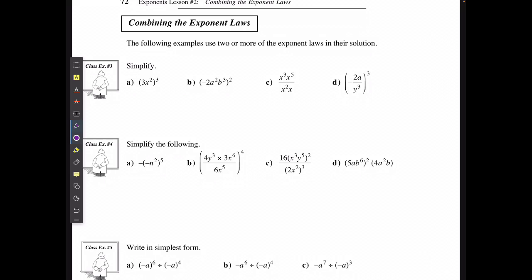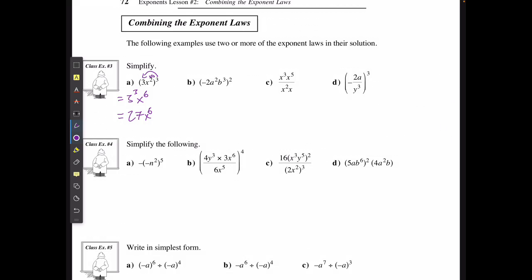For example 3, we're just adding the power of a power rules. So if I have 3x squared, then all in brackets to the power of 3, I need to remember that the exponent applies to everything in the brackets. So this would be the same as 3 to the power of 3, and then x to the 2 to the 3 is the same as x to the 2 times 3, or x to the 6. And 3 to the power of 3 is 27 x to the 6.